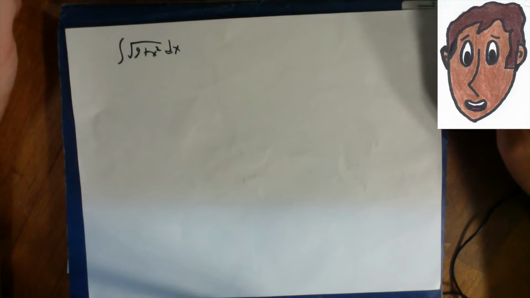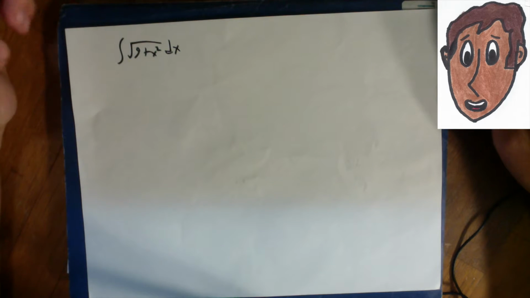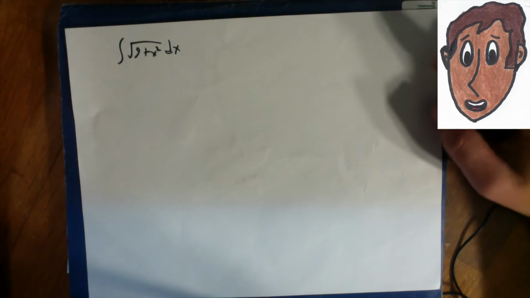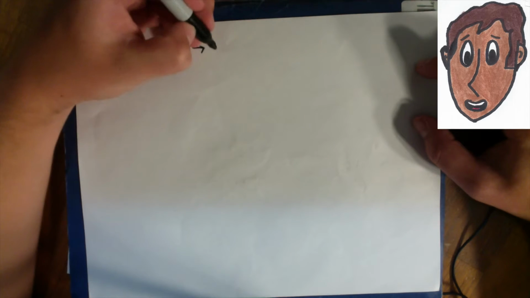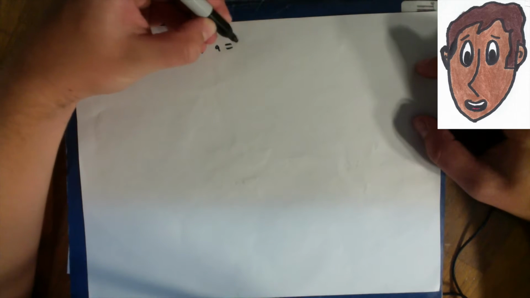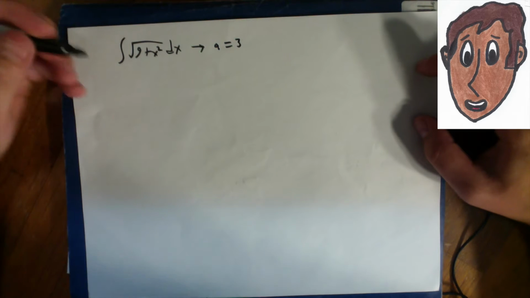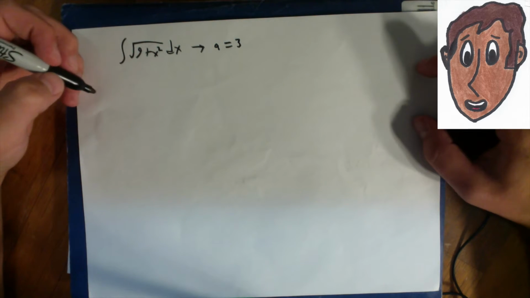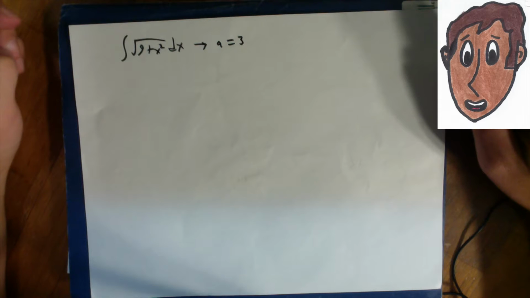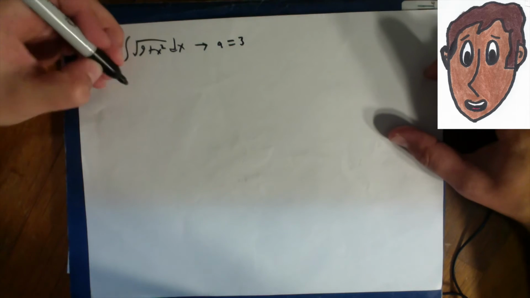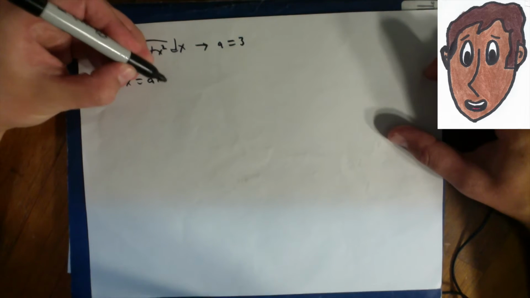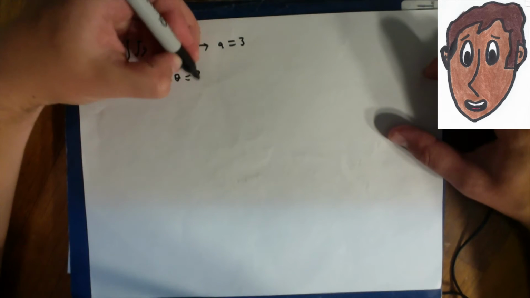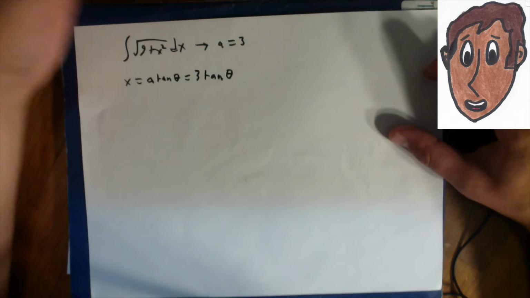So in this case, just as before, we can make a trig substitution, but we have to be careful with our constants here. So in this case we have an x, we also have a, which is equal to 3, since 3 squared equals 9. So I'm going to, from the table before, make the substitution that x equals a tangent theta, which is equal to 3 tan theta.